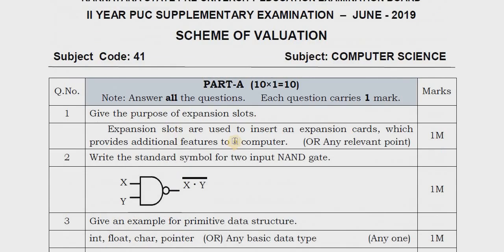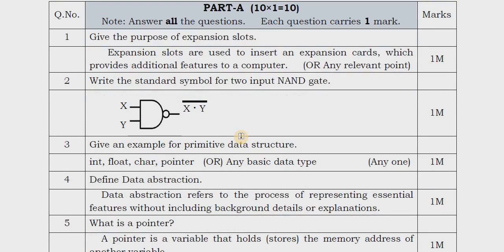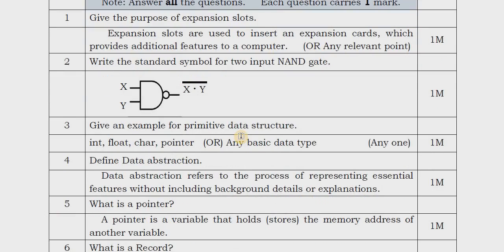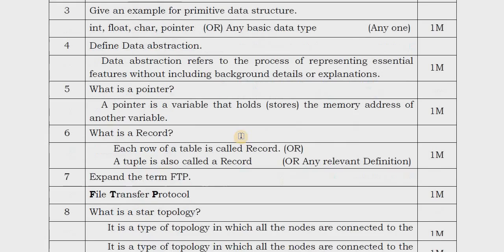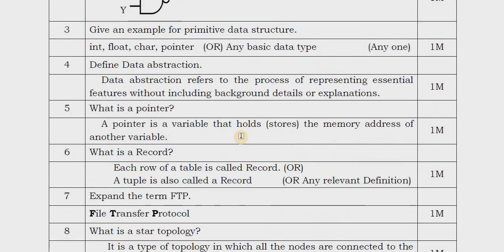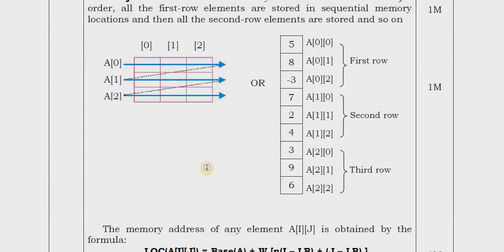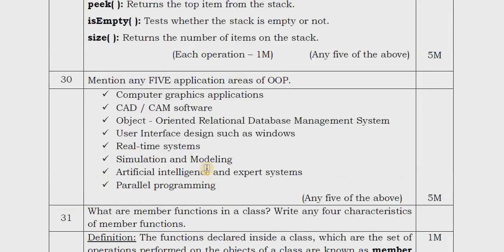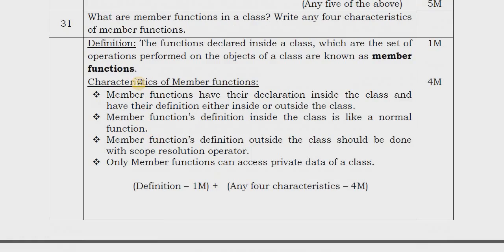Okay, this is the question paper of June 2019. In this paper there is no 1 marks question from chapter 7. Let us see the 5 marks question. Here the 5 marks question is: what are member functions in a class? Write any 4 characteristics of a member function.